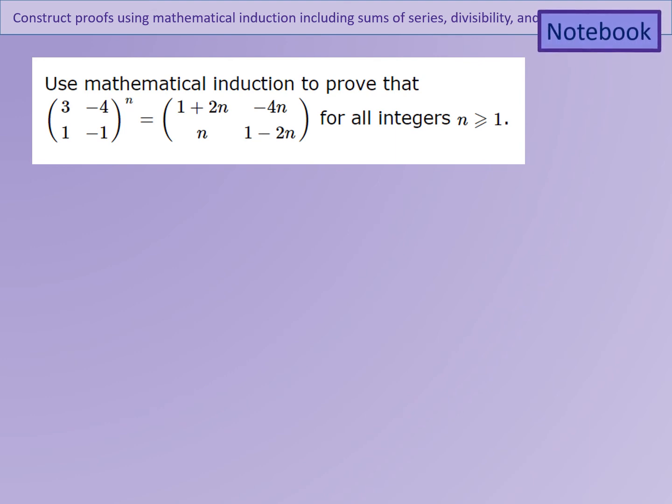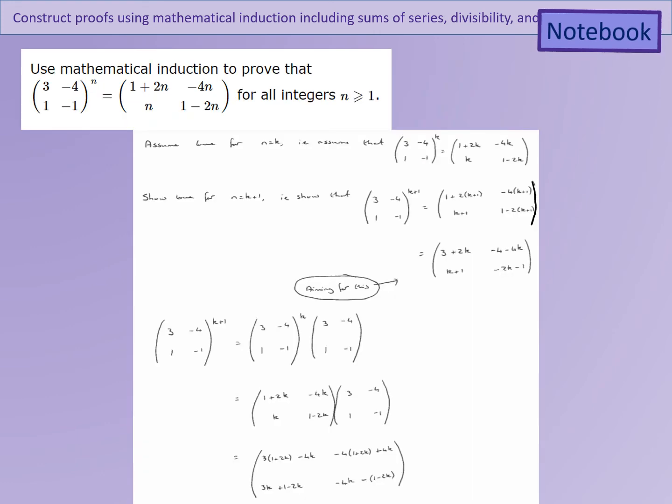Next, we're going to use induction to prove this result here. You may want to pause the slide and try this yourself first. So the first line is that we're going to assume that the result is true for n equals k. So this is the assumption we are making, substituting k into the original rule. We're going to then show that this is true for n equals k plus 1. So we're trying to show this. I've substituted in k plus 1 for all of the n's, simplified it down to show this matrix here. So this is what we are aiming to get. Remember, we've not proven this yet. We're just aiming to get 3 plus 2k, minus 4 minus 4k, k, 1 minus 2k minus 1.